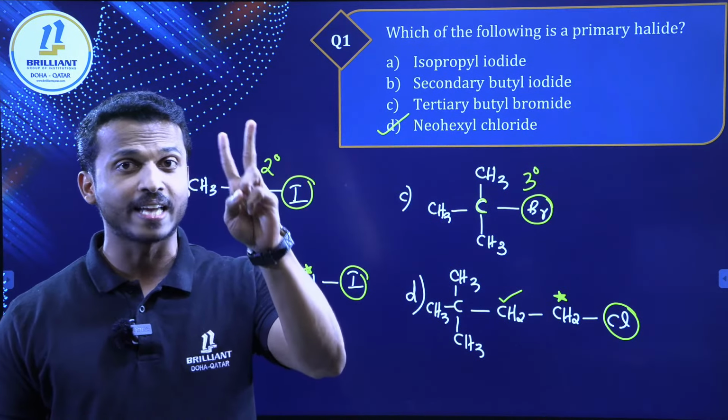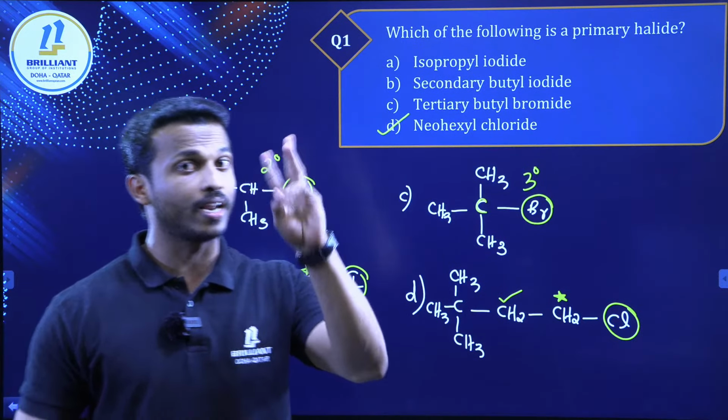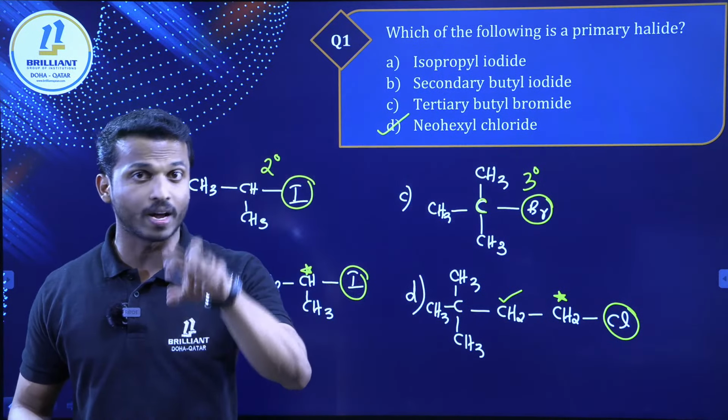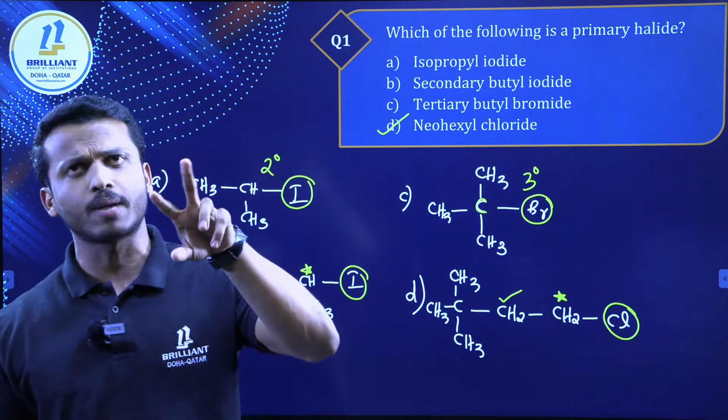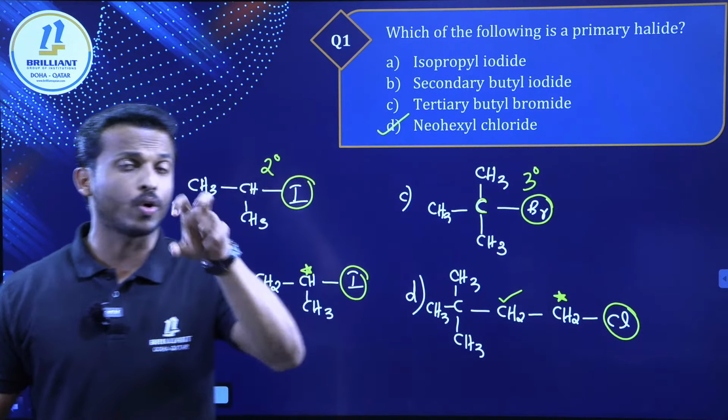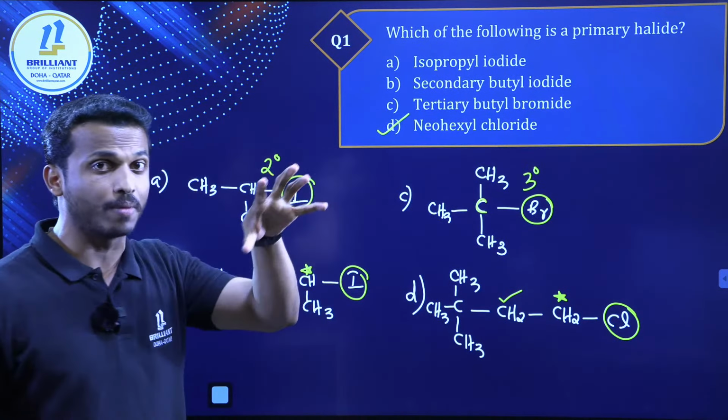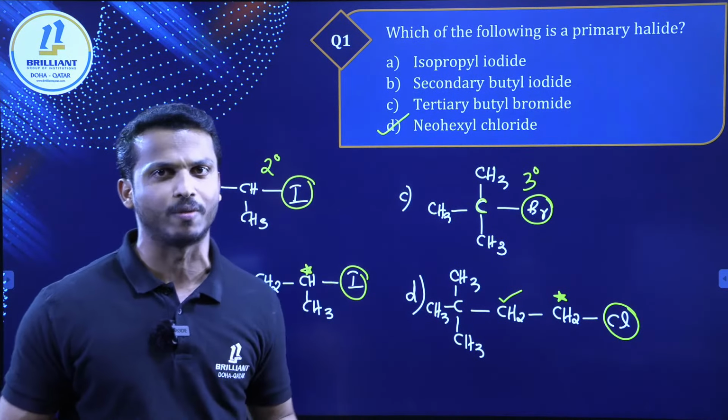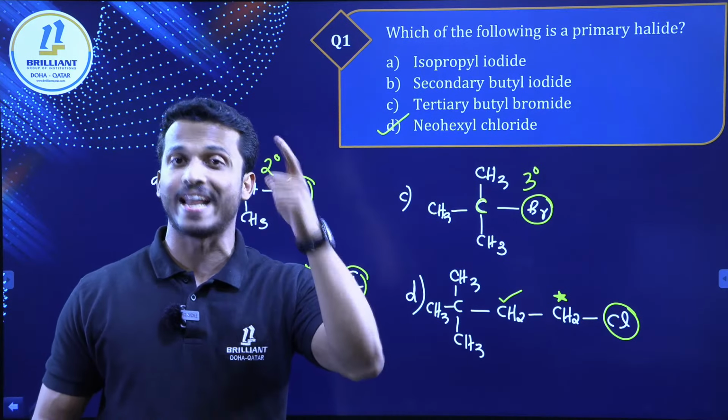So primary, secondary, tertiary, quaternary, those kinds of compounds we should remember. Haloalkanes we should remember, and carbocations we should also study in the same way: primary, secondary, tertiary, and how to distinguish between them. Hope you are clear. Let's go to the next question.